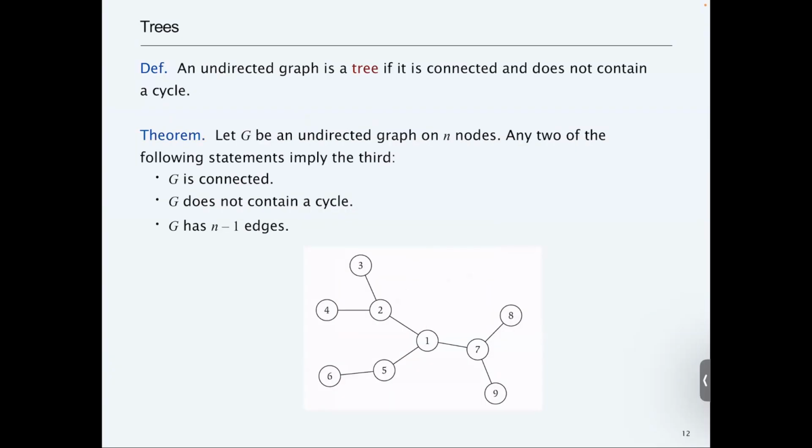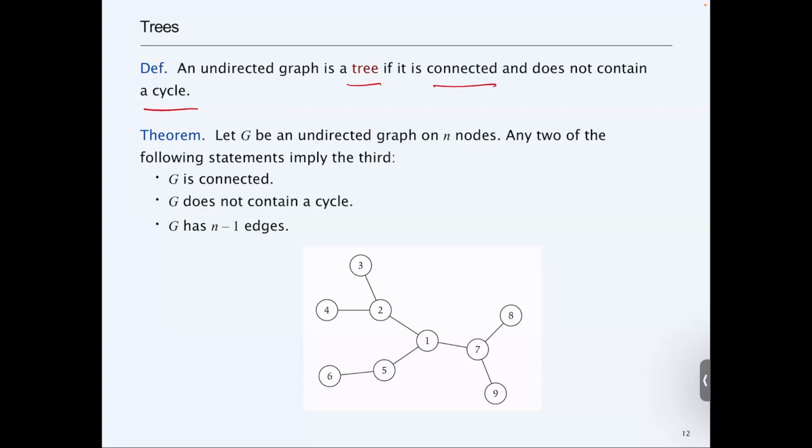You hopefully already know what a tree is from data structures, but graphs will give us a very elegant definition of what a tree is. So a tree is simply a connected graph where you have no cycles. And that's it. That's what a tree is. So it's connected. It's acyclic, meaning there are no cycles. And these are the two properties that completely characterize what a tree is.